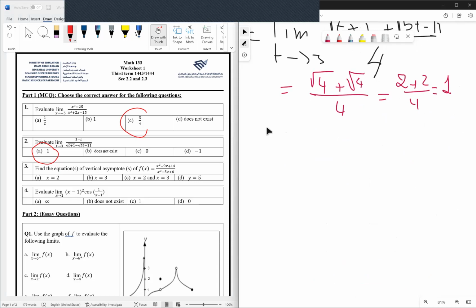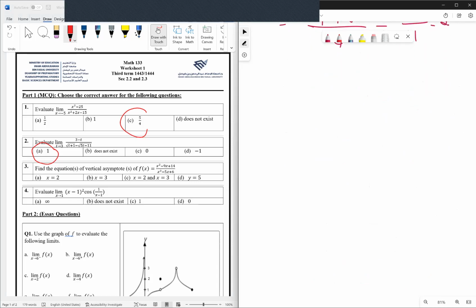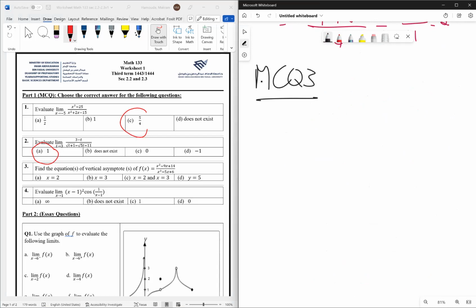Let's move a little bit here. Okay. So MCQ number 3. We want to find the equation of vertical asymptotes of the function f of x. Here we have a rational function. So we will try to find the candidates for the vertical asymptote. But before that, let me recall you what does mean vertical asymptote.